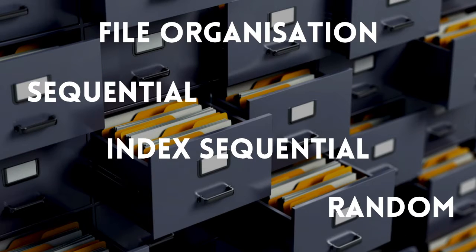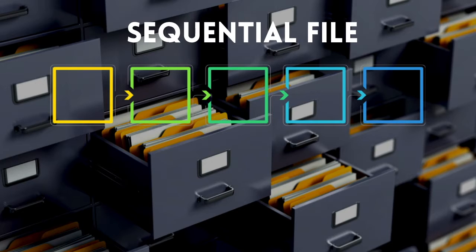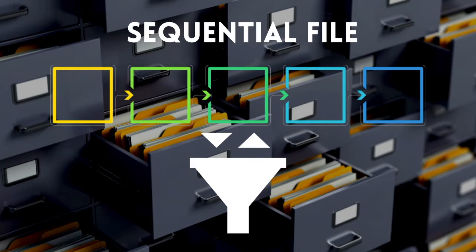Now we are going to speak about file organization. When we are organizing files, there are three main methods that I want to discuss: sequential, index sequential, and random. Let's look at the first method of organizing files: sequential files. In this method, all records are stored in an order, which means it is sorted in some way. One of the fields will be used for ordering or sorting. This field used for sorting is called the sort key.